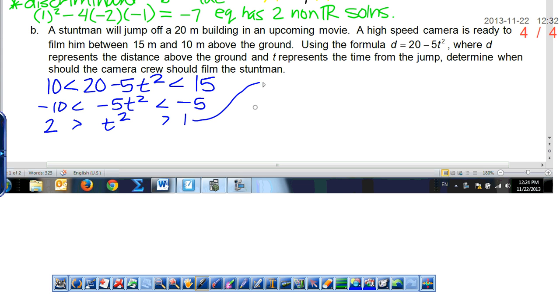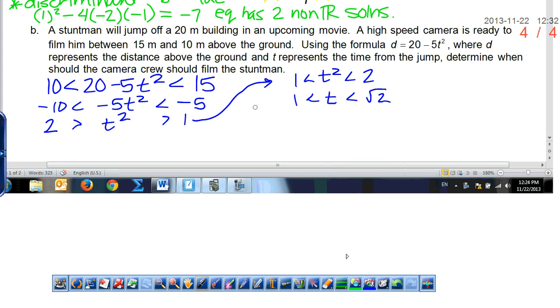All right, I'm going to rearrange these so they go from least to greatest. I'm going to rewrite this as 1 is less than t squared is less than 2. And then what would we do? Square root. So the square root of 1 is 1. That has to be less than t, which has to be less than the square root of 2, which since this would be a calculator problem, it would be okay to give me a decimal for that. Okay, but basically, what does this mean?